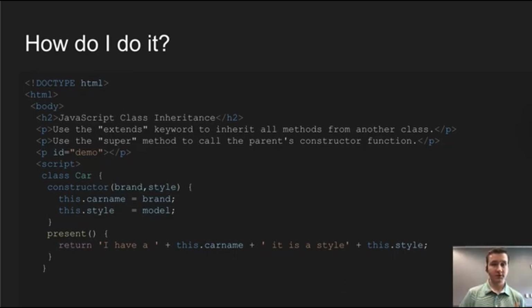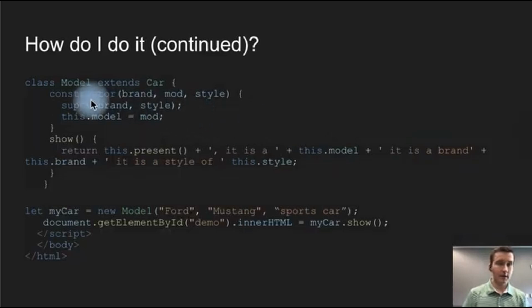Here's the solution. So we added the style to the constructor. So now the car has a style property associated with it. It is the style here. Now we have the model, which takes in brand, mod, and style, and the super constructor calls brand and style. And when we call show, it will show us the model, which contains the brand and the style here. Okay.